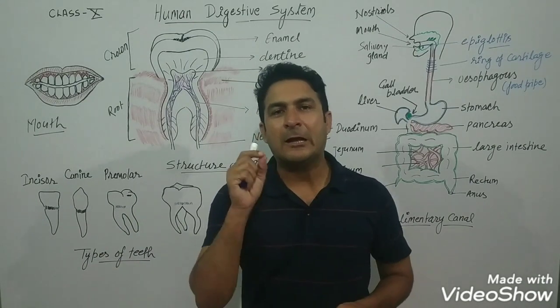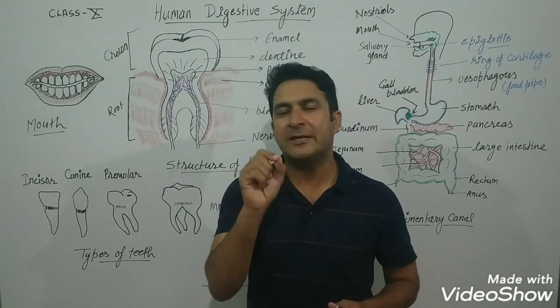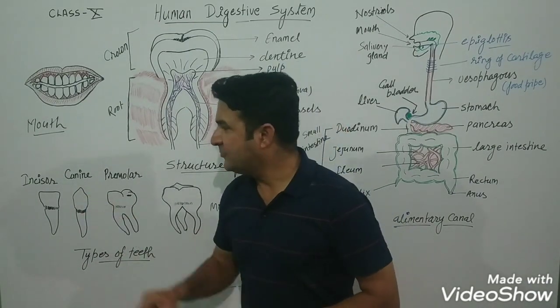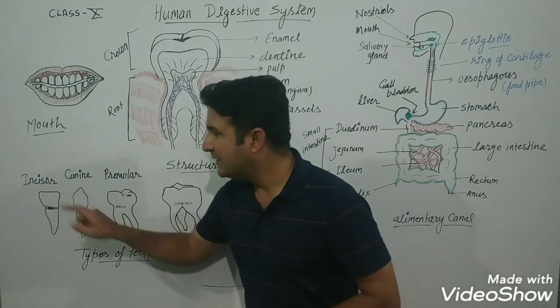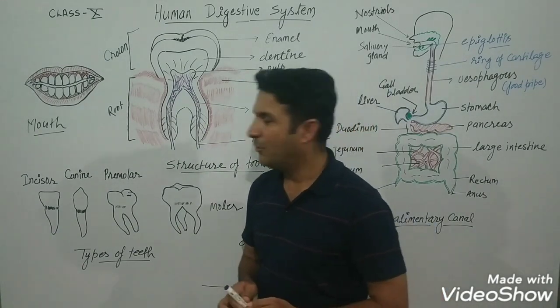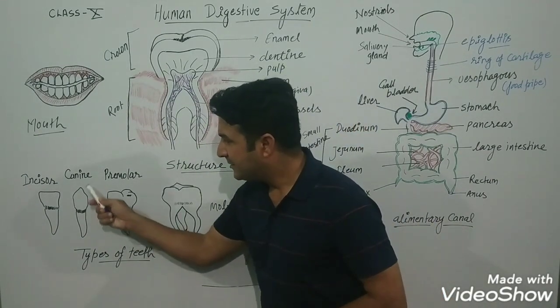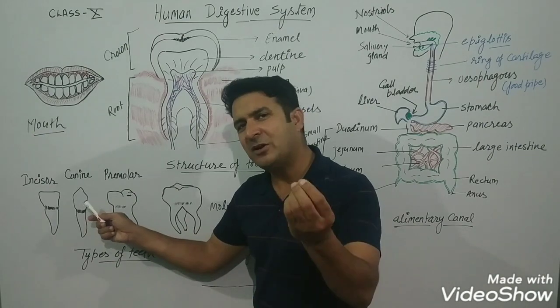By this we can cut food things very easily. This is actually for biting. If you bite a chocolate, then you will use incisor teeth for that. The second is canine, having a special type of design.